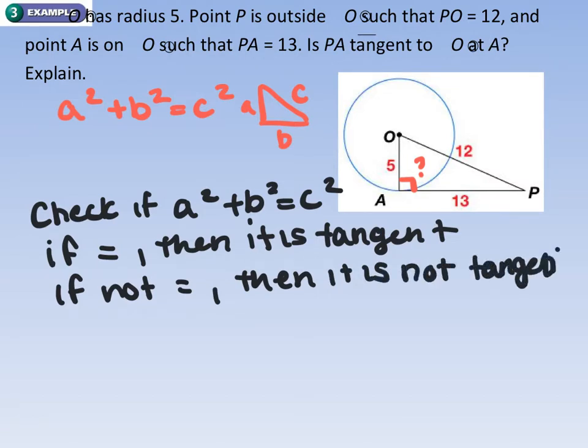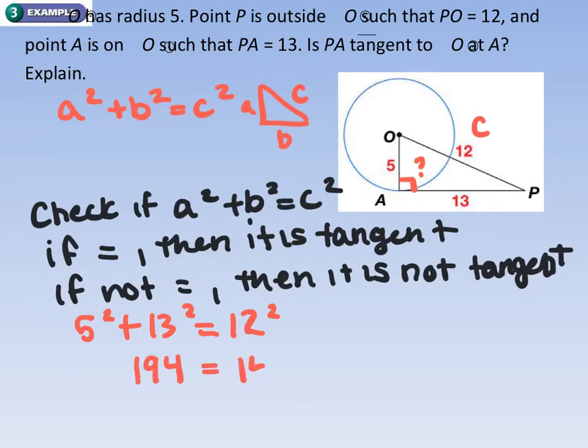So in this case, we know that 13 is going to have to be my value of c. So I have 5 squared plus 12 squared. We're checking to see if it's equal to 13 squared. If I plug in my 5 squared plus 12 squared, this gives us 169, and 13 squared equals 169. So since these are equal, this line is tangent.